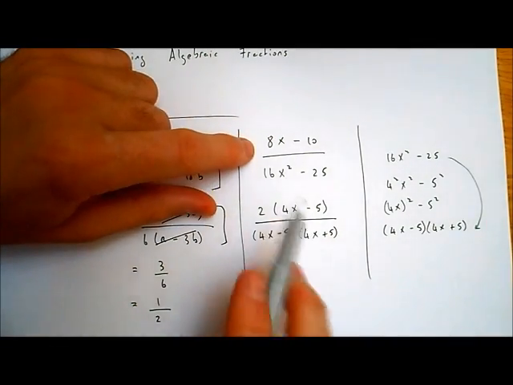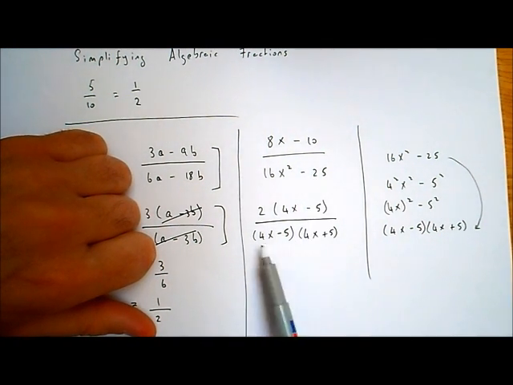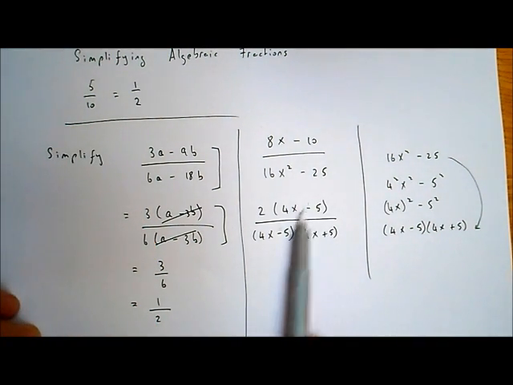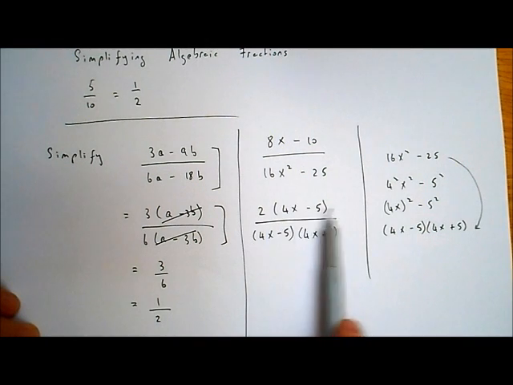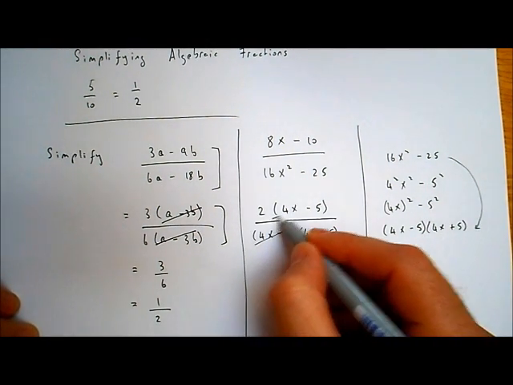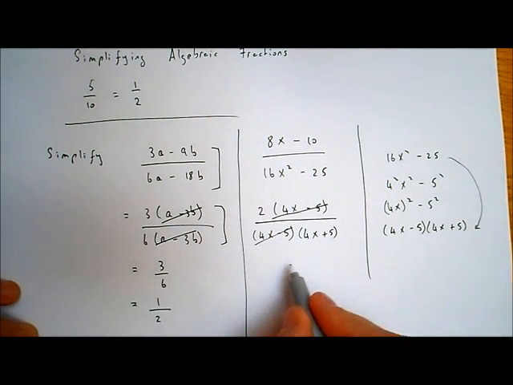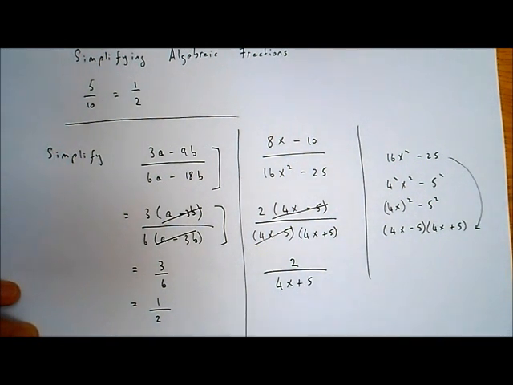So if we go back to this fraction, I started here, I factorized the top and I got this, I factorized the bottom and I got this. And now let's have a look, is there a common factor between the top and the bottom? And there is. We've got 4x minus 5, so I can divide both top and bottom, both numerator and denominator, by 4x minus 5, and I'm left with 2 all over 4x plus 5. So I've simplified it down as much as possible. Let's have a look at another one.